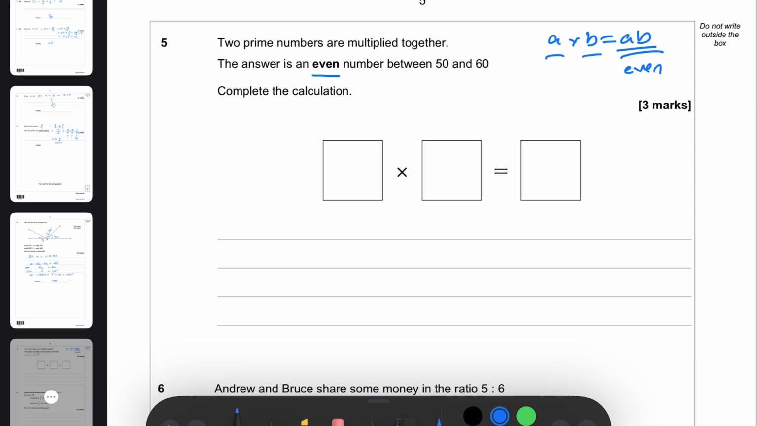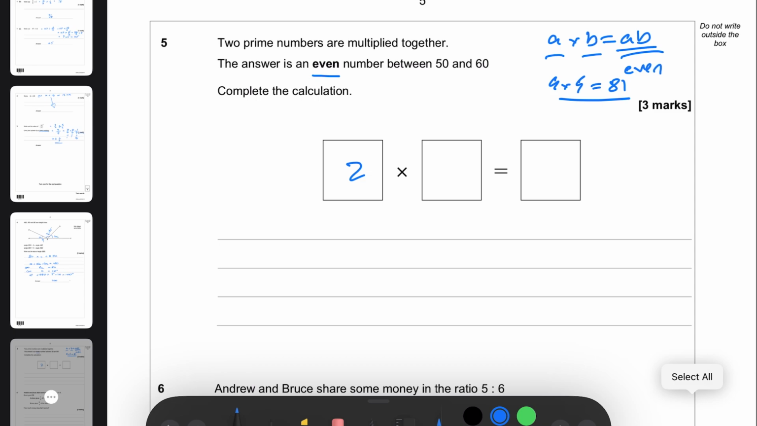Because if you notice, for example, 9 times 9 equals 81, so the result of a multiplication of two odd numbers will never give an even number. Right, so we know that we require an even prime number, and we know easily that the only even prime number is 2, right? So how does this work?